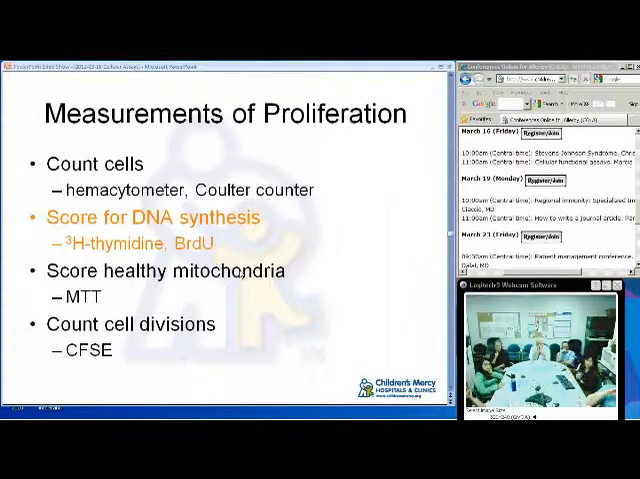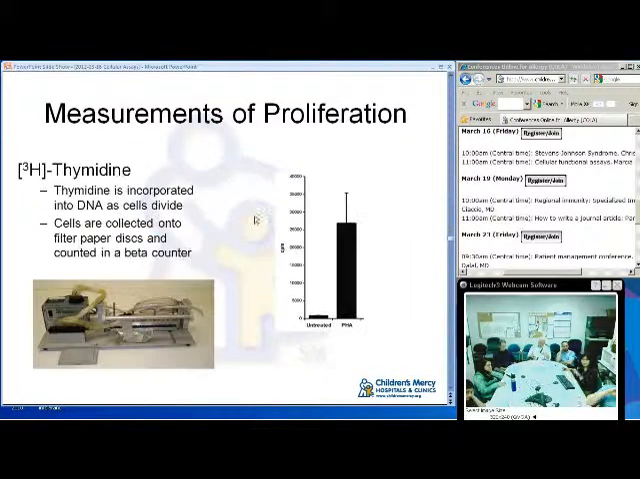Okay, so how do we measure proliferation? We talked about measuring them just numerically using a hemocytometer or Coulter counter. We can also score for DNA synthesis using tritiated thymidine or BrdU. We can score for healthy mitochondria using MTT or by counting cell division by CFSE. So let's look at the thymidine and BrdU assays, looking for DNA synthesis.